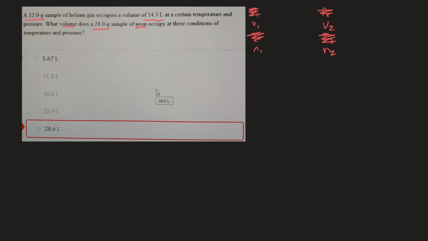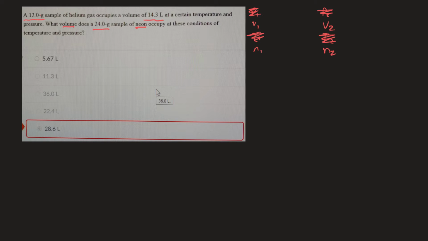And we know that gases, doesn't matter what type of gas it is, the same number of moles of a gas occupy the same volume. So if I have 10 moles of helium, 10 moles of neon, whatever, they would occupy the same volume given a certain temperature and pressure. But here they give you grams. So you have to convert that.